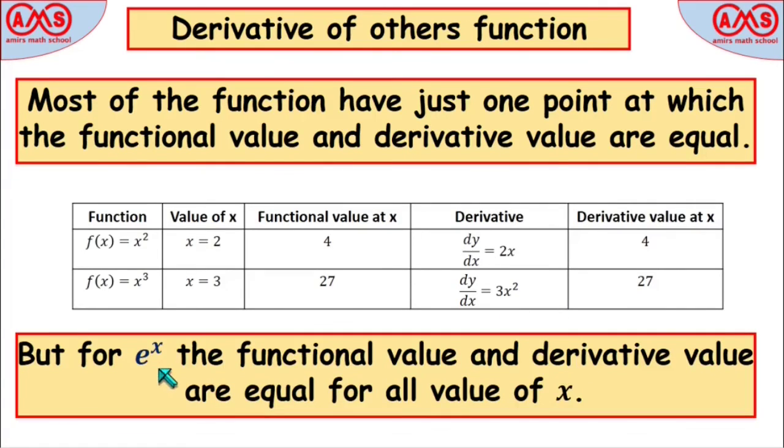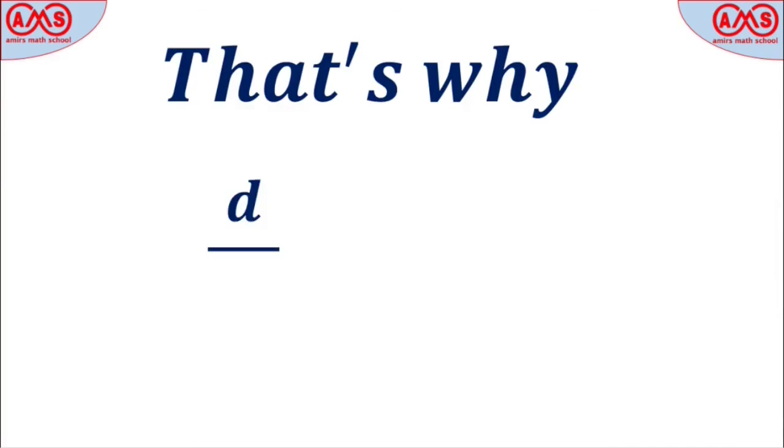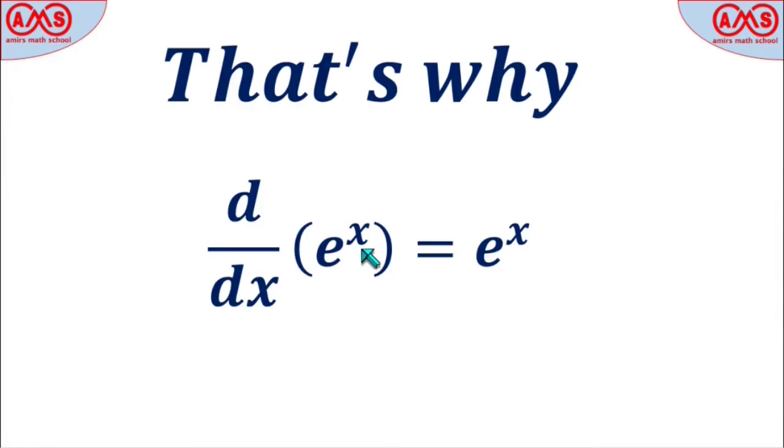But for e to the power x, the functional value and the derivative value are equal for all values of x. This makes the difference between the other functions and e to the power x. That's why we can call e to the power x a very special function in the case of derivatives. That is, for e to the power x, the functional value and the derivative value are equal for all values of x. That's why the derivative of e to the power x with respect to x is again e to the power x.